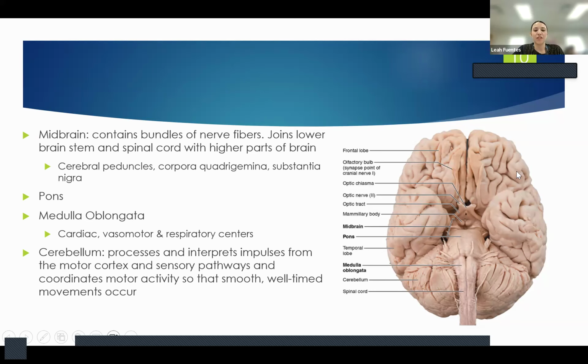So we're going to keep moving our way through the brain. Next, we have our midbrain. This contains bundles of nerve fibers. It joins the lower brainstem and spinal cord with the higher parts of the brain. So our midbrain is here. It has our pons and our medulla oblongata, as well as our cerebellum.